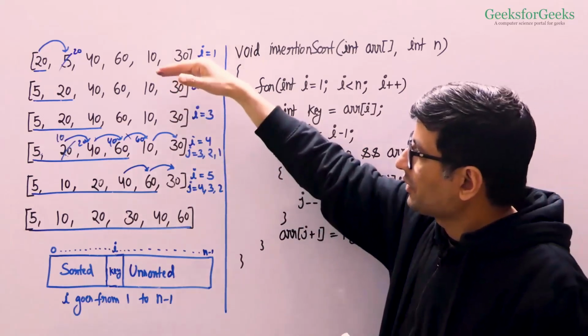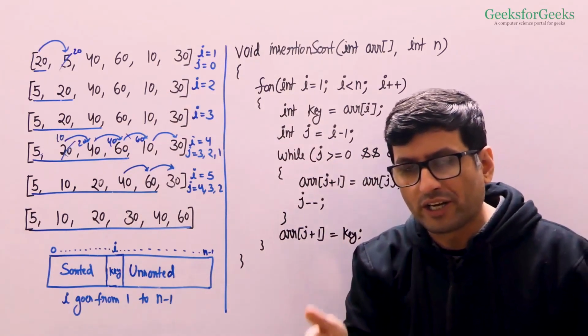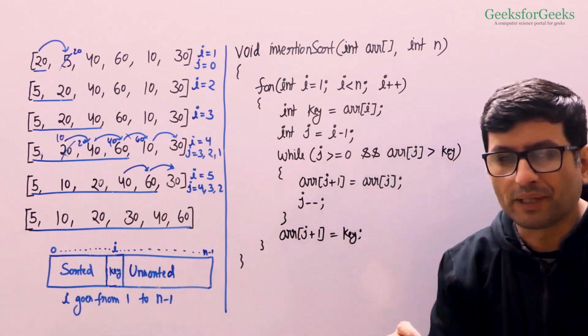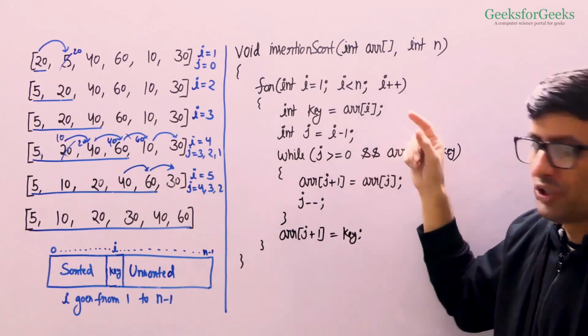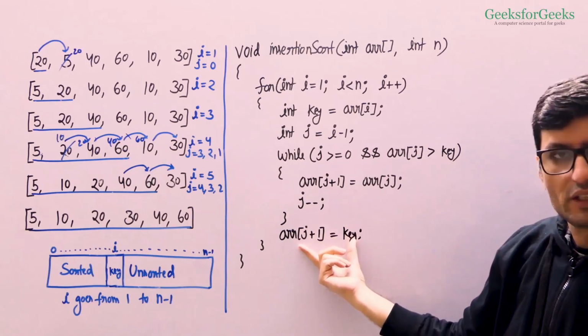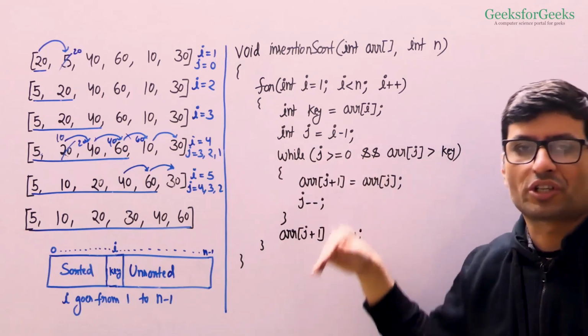So this is how this inner loop works. It moves all the greater elements one position ahead to create a space for the new key to be inserted, right? And then after the loop, we insert the key at the created space. And this is how we sort the whole array.